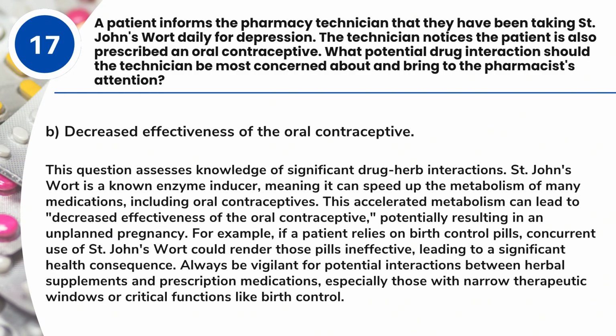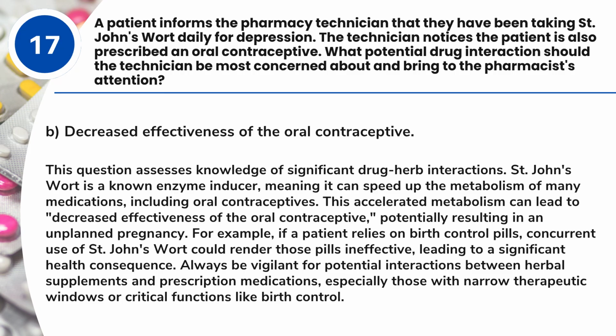Answer B. Decreased effectiveness of the oral contraceptive. This question assesses knowledge of significant drug-herb interactions. St. John's wort is a known enzyme inducer, meaning it can speed up the metabolism of many medications, including oral contraceptives. This accelerated metabolism can lead to decreased effectiveness of the oral contraceptive, potentially resulting in an unplanned pregnancy.